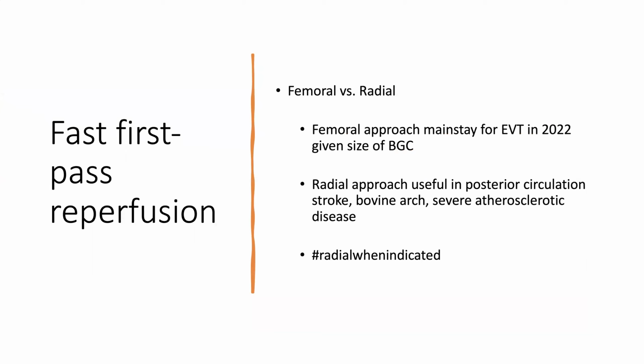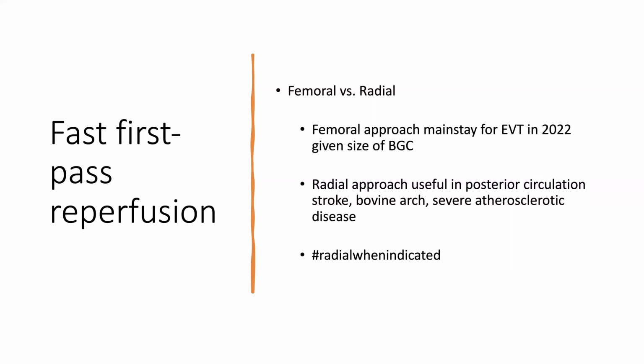So for first pass reperfusion, should you go femoral versus radial? I think in the age of 2020, you should probably go femoral, just because you can introduce larger suction catheters and larger proximal sheaths. The current balloon guide we use is very large. It's 8 French. To get an 8 French balloon guide through the radial artery, I think you're going to cause a lot of spasm, and it probably won't make some of the bends in the aortic arch.